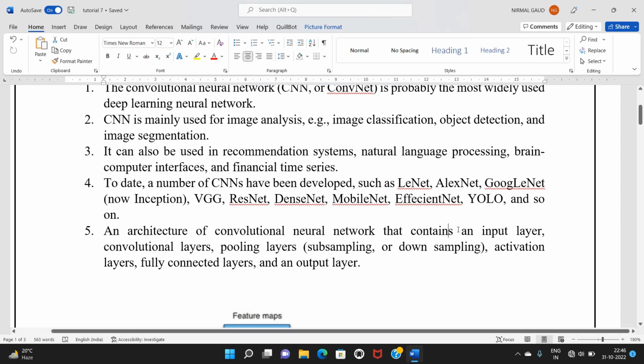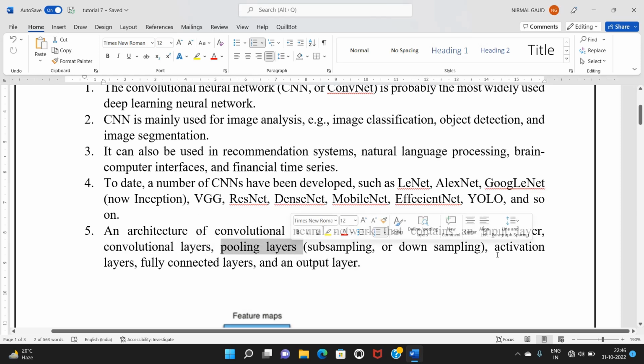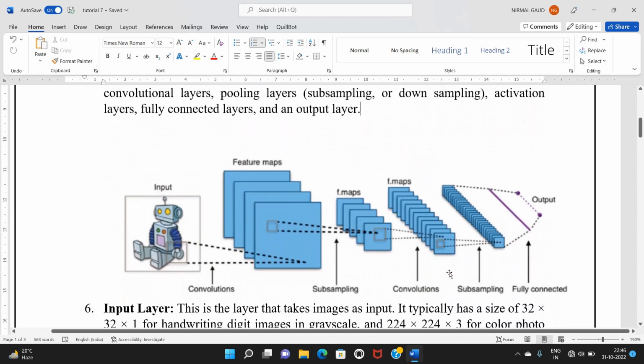So it contains an input layer. Okay, then convolutional layers. Okay, pooling layers, which are also performing the task of subsampling or downsampling. It comprises of activation layers, fully connected layers, and output layer. Okay, so in between input layer and output layer, we are having these layers: convolutional, pooling layers, and activation layer. So what do these layers work, or what do they perform? We will check ahead in this segment.